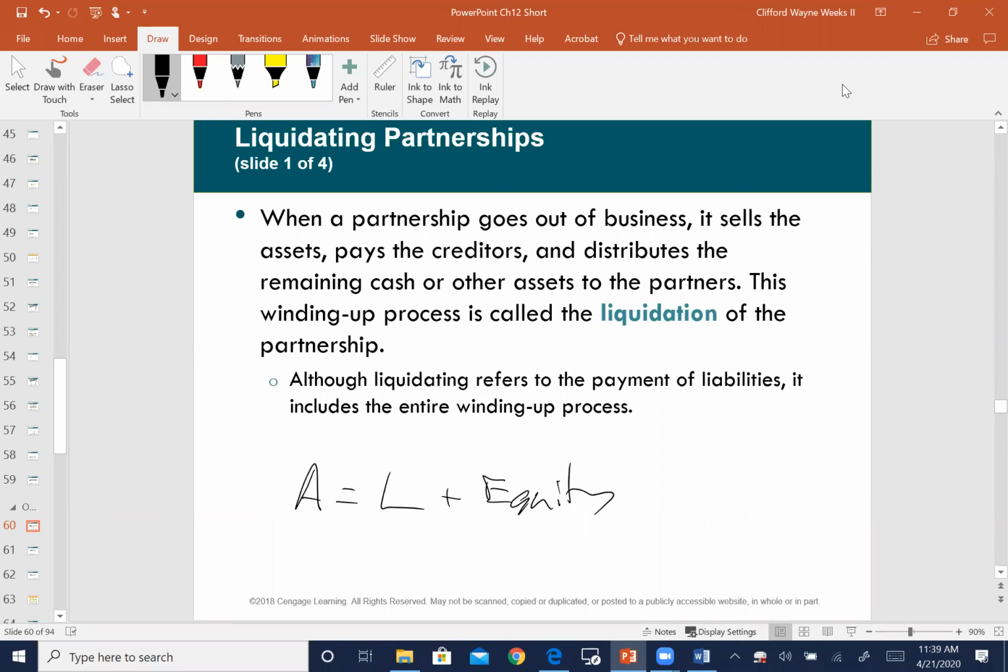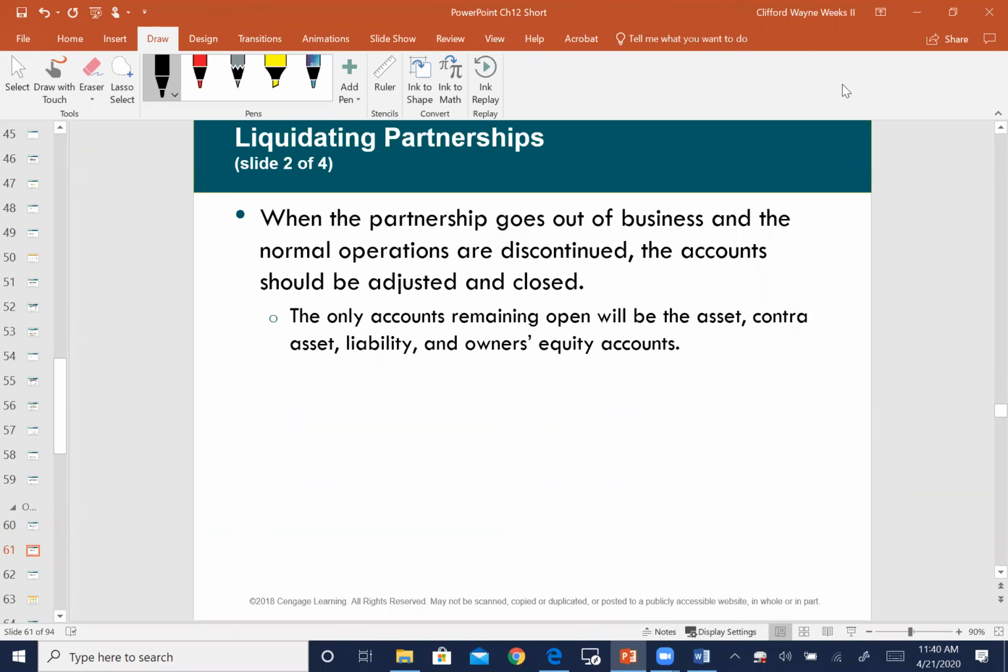And so, yeah, that's one of the reasons why I love accounting, because you know that you've done things right or you've done things wrong. If they don't balance, you did something wrong. And so when a partnership goes out of business, the normal operations are discontinued. So we close our doors. The accounts should be adjusted and closed. We've already recorded all the revenues and expenses, and we've closed those to the capital balances. The only things we have left are assets, liabilities, and owner's equity.